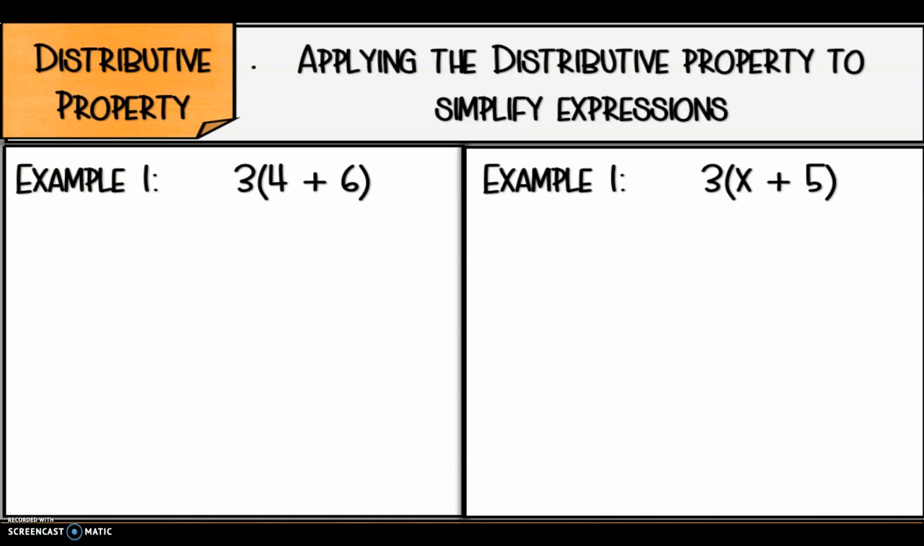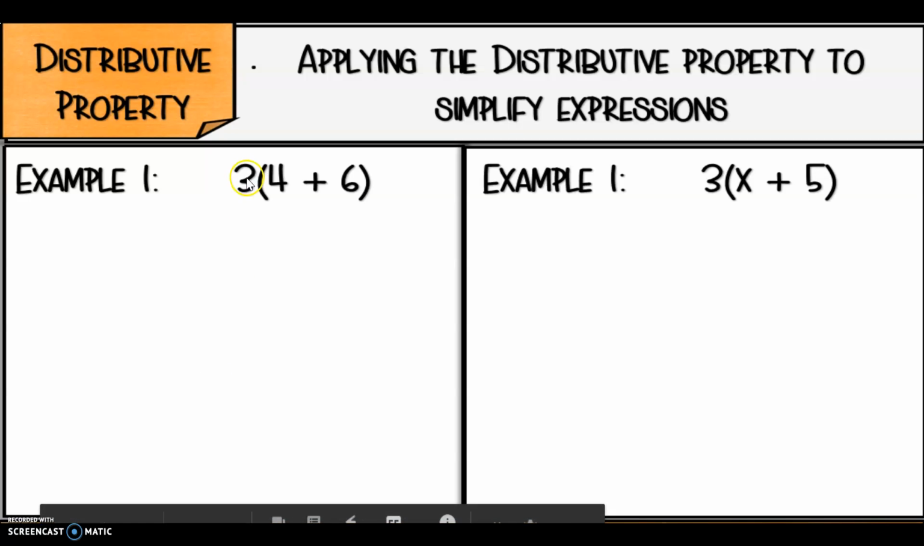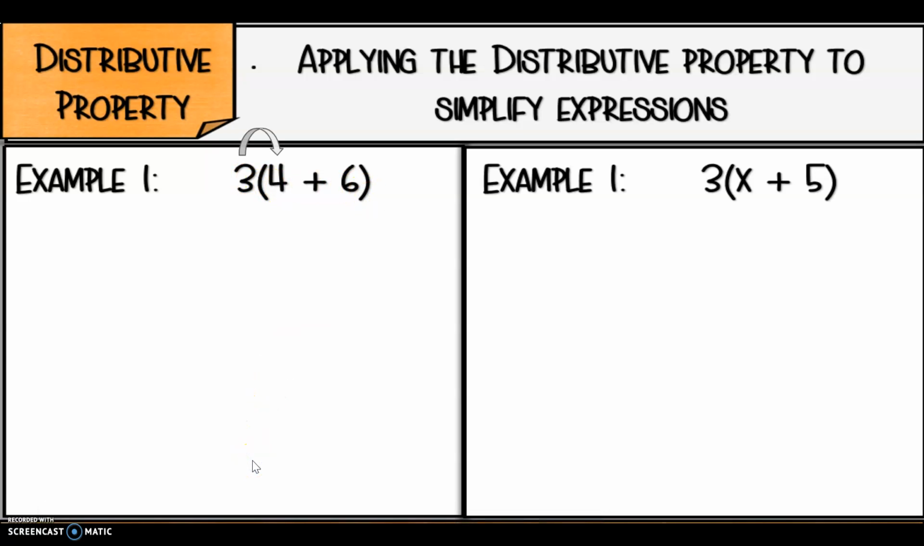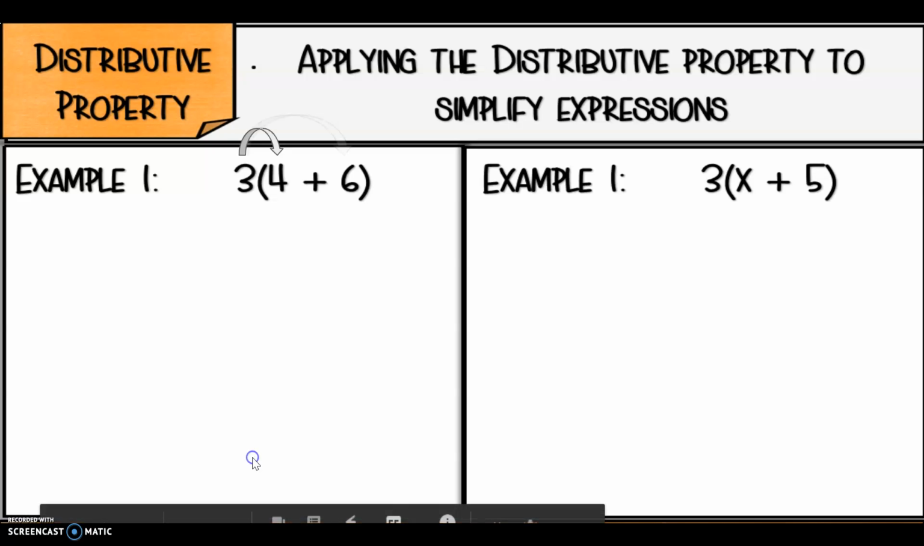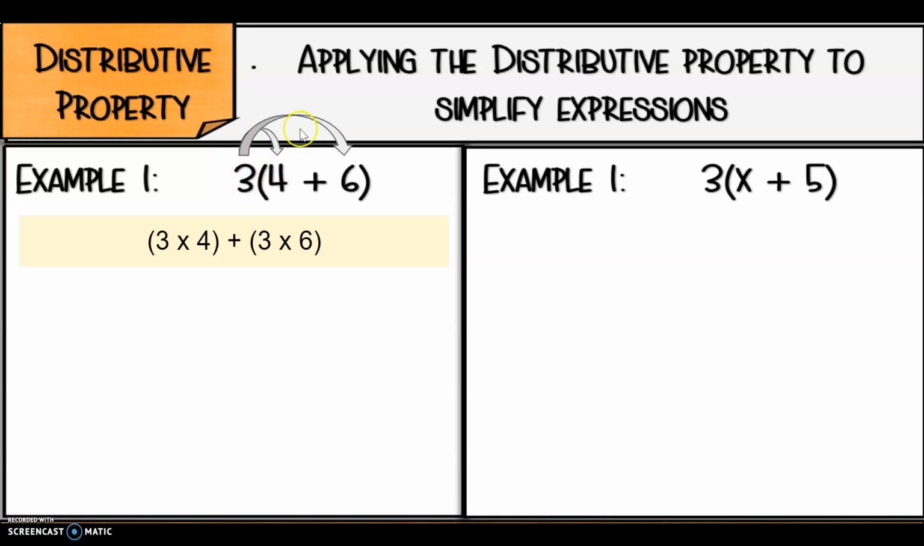All right, we have our example here of our distributive property, applying it to just really some simple expressions. So we have example number 1, 3 times 4 plus 6. And we're going to distribute our 3 to our 4 and our 3 to our 6. And then we're going to rewrite it. So we have 3 times 4 and then 3 times 6. And we are going to add those two together.